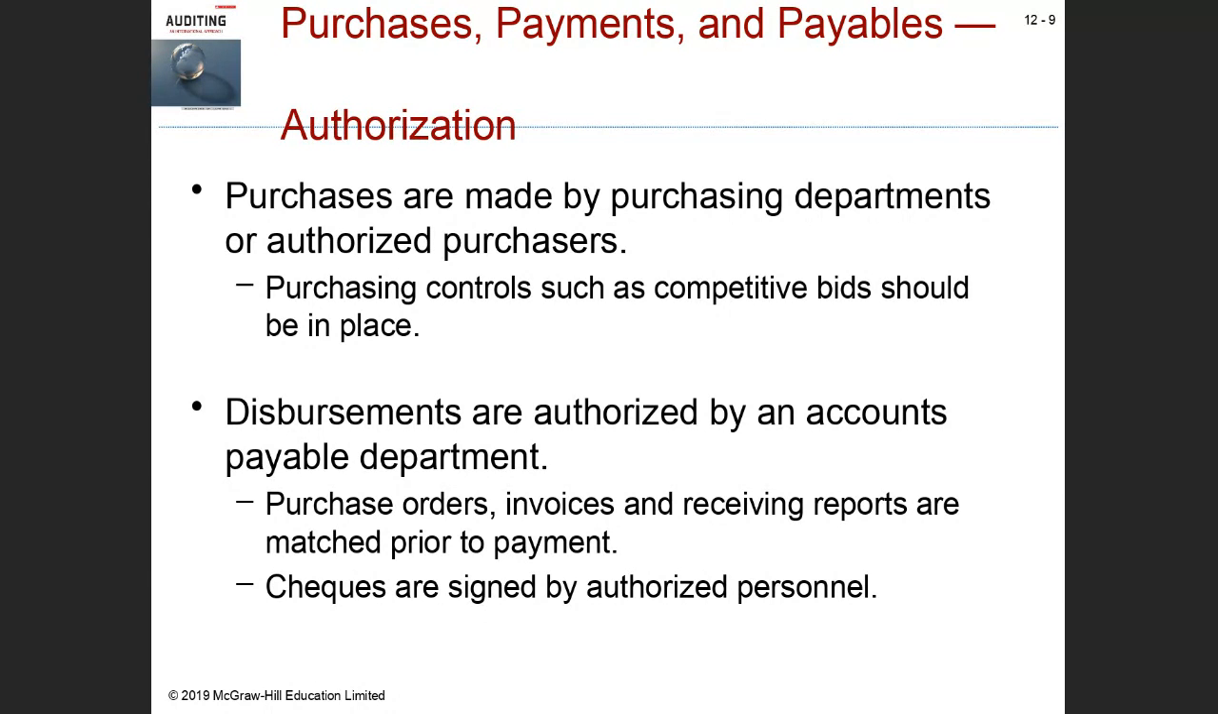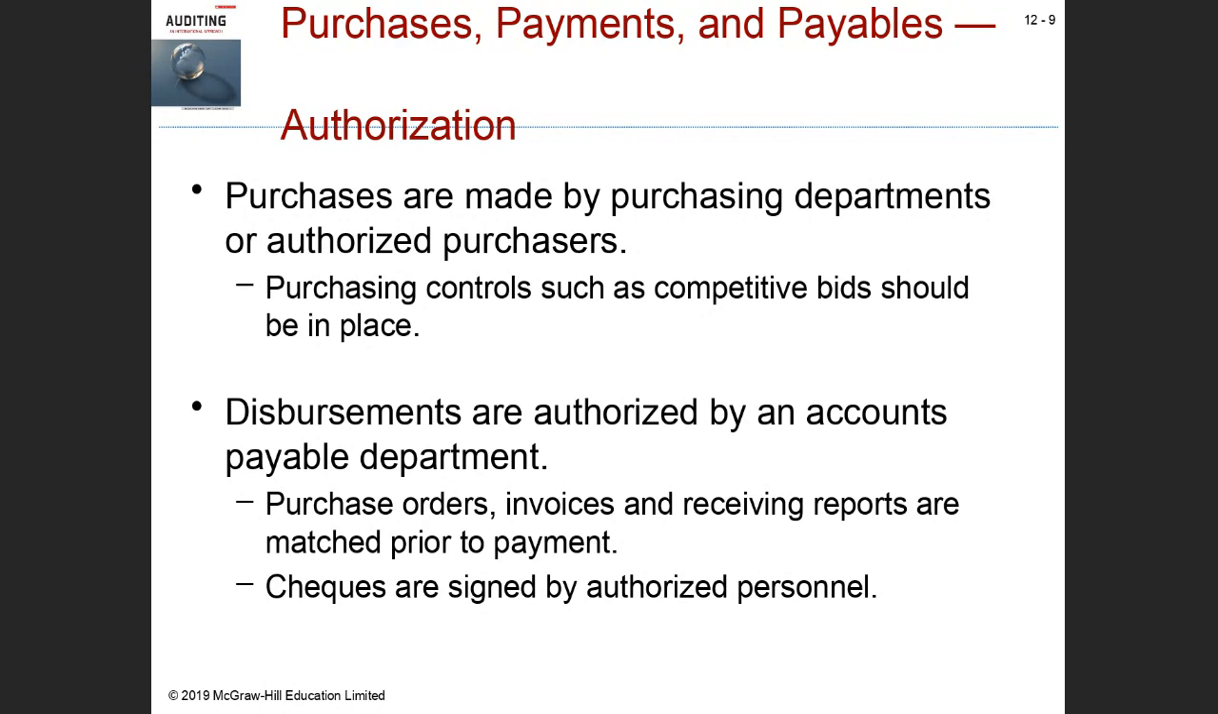Purchases should be made by purchasing departments or authorized purchasers. So this creates control over items which are being purchased. One example of a purchasing control would be that we have to have competitive bids. So for amounts that are over $1,000 or whatever the appropriate limit might be in a particular business, nothing is purchased unless we have competitive bids. Competitive bids control the amount of money that's going to be spent by the company. And so authorization is going to occur as a result of obtaining a competitive bid.